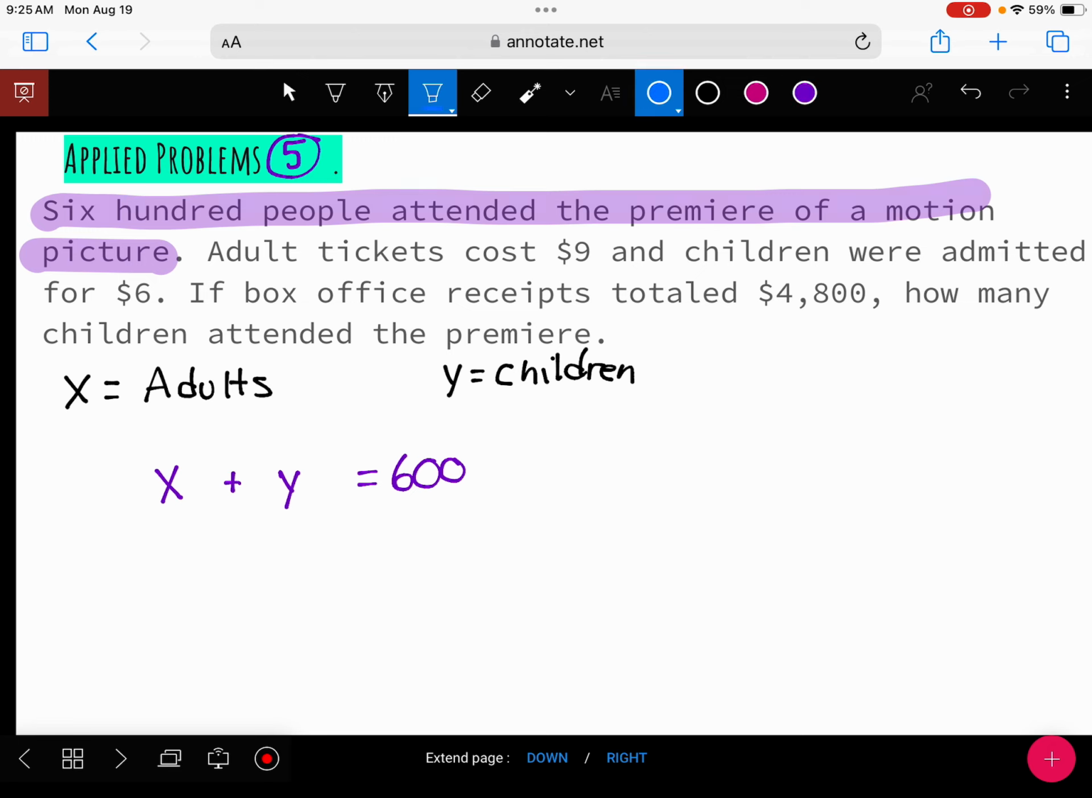How can we build the other equation? Give someone else a chance here. Go for it. Yep. Our 9 times however many adults, so $9 for every adult, and $6 for every child, is our total budget of $4,800. What the heck do we do from here? Eliminate. Go for it.